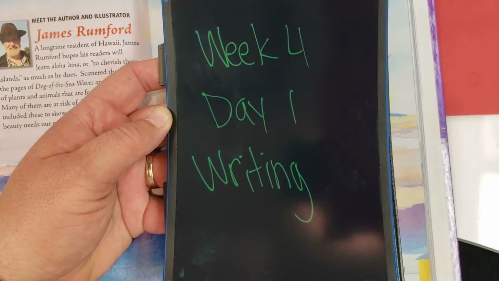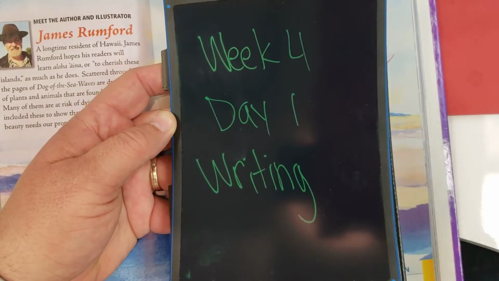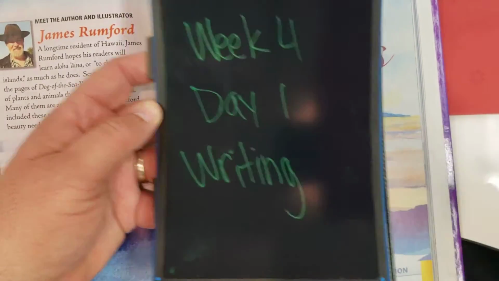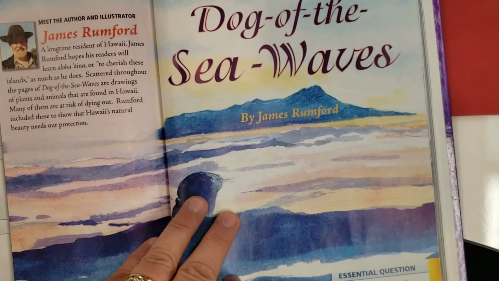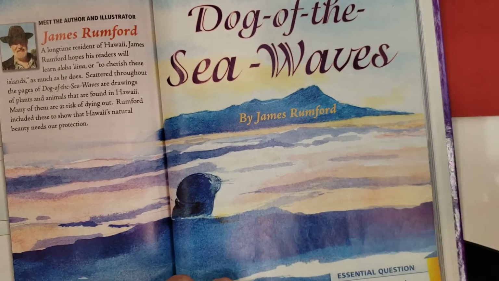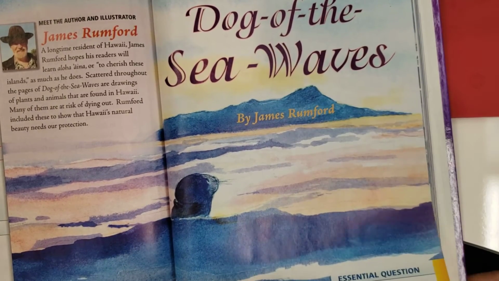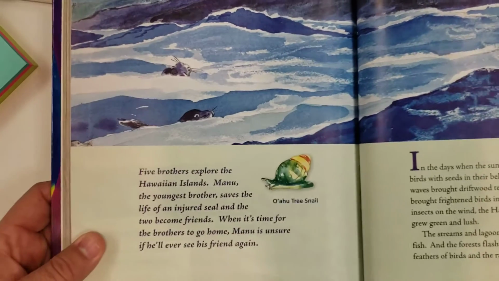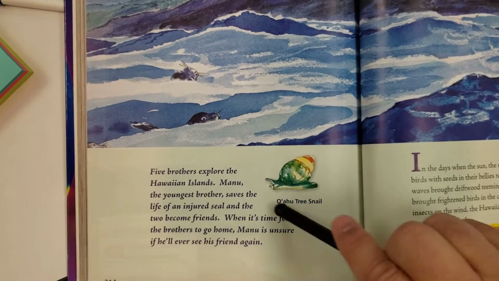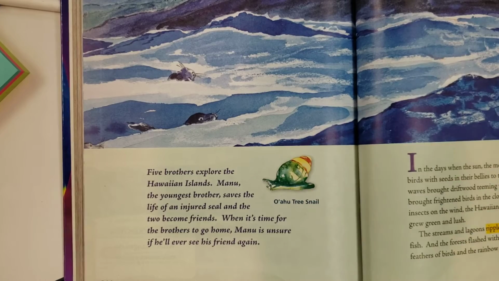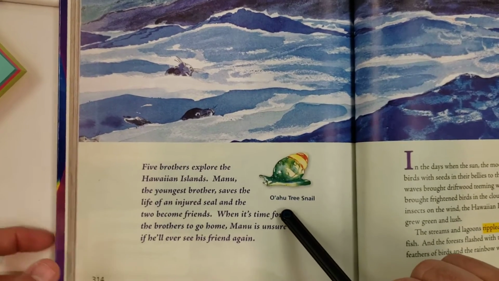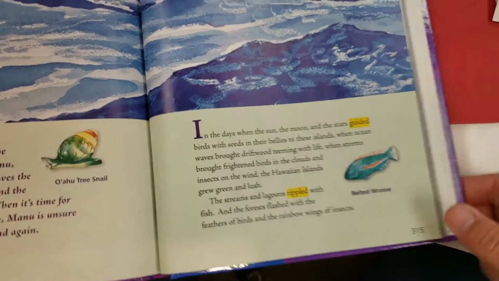So for writing this week, what you're going to do is get to do a little bit of research on your own. And in the story, Dog of the Sea Waves, one of the things I love that the author and illustrator James Rumsford did was he has all of these creatures that are native to Hawaii scattered throughout the book. Like here's an Oahu tree snail and a belted wrasse.